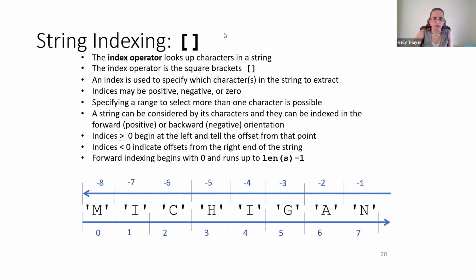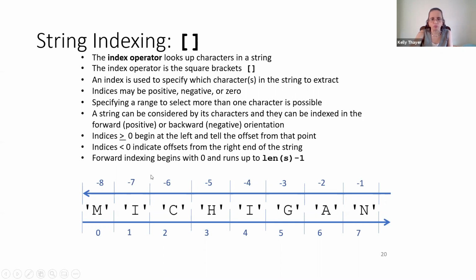A string can be considered by the characters, and then we're going to index it. Indices greater than or equal to 0 begin at the left and offset from that point, whereas indices less than 0 indicate offsets from the right end of the string. So forward indexing begins with 0 and runs up to the length of s minus 1. Notice that there are in fact 8 positions here starting with 1, but because it starts at 0, it will go up to 7. So the length of this would be 8, but the maximum index is going to be the length of the string minus 1. In the reverse direction, it's going to be equal to the negative of the length of the string, right? So it'll start at -1 and go down to negative the length of the string. So there is a little bit of a difference.